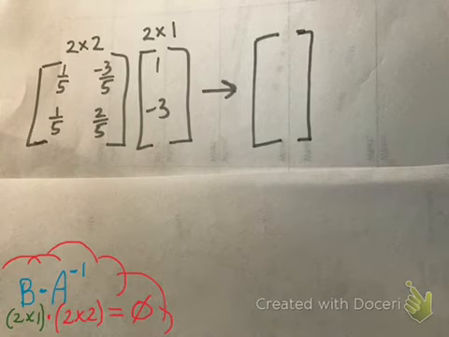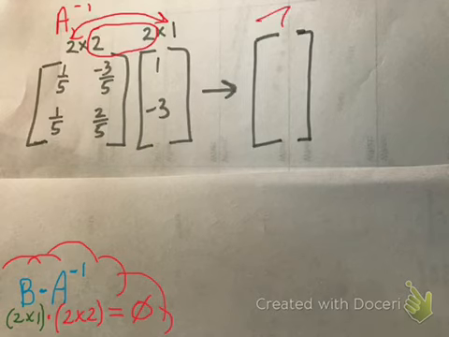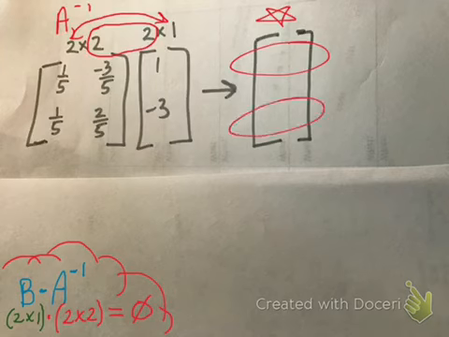All right, so here we go. I'm going to multiply. So the two middle numbers match. Here's my A inverse on the left. Here's my B on the right. The resultant matrix is going to be a 2 by 1. So here's my answer right here. It's a 2 by 1. So 2 rows, 1 column.